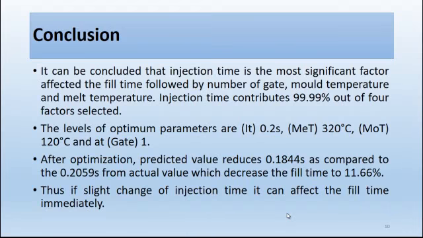Conclusion. It can be concluded that injection time is the most significant factor affecting the fill time, followed by number of gates, mold temperature, and melt temperature. Injection time contributes 99.99% out of the 4 factors selected. The levels of optimum parameter are injection time 0.2 second, melt temperature 320 degrees Celsius, mold temperature 120 degrees Celsius, and gate number 1.